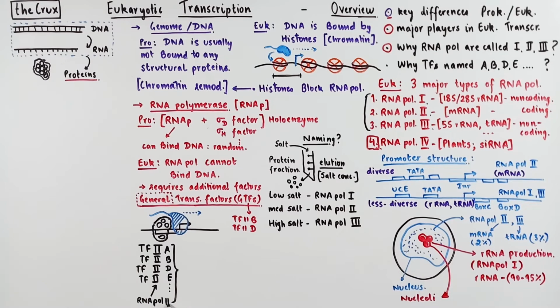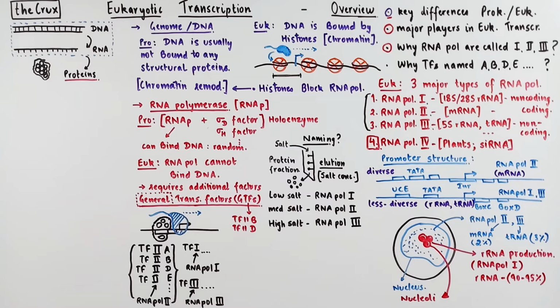Likewise, you can have TF1 plus some alphabet that will be specific to RNA polymerase 1. And you can have TF3 plus some alphabets, and that will be specific to RNA polymerase 3. Our general focus is always on RNA polymerase 2, and that's because it makes the messenger RNA. And therefore, RNA polymerase 2 associated GTFs will be our main focus. So let's understand where these alphabets A, B, D in the GTF naming come from.